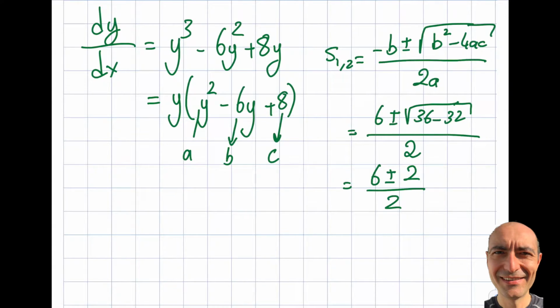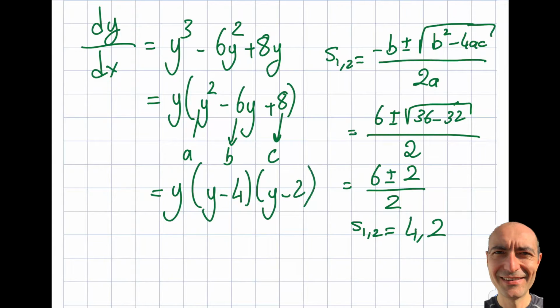So from here, I will get s1,2 as this. The first root, doesn't matter which root number, is not important, but let's see, 6 plus 2 is 8, divided by 2 is 4. And the other one, 6 minus 2, which is 4 divided by 2 is 2. So these are my roots. If I want to write this equation, then it's going to be like this: y minus 4 times y minus 2. So far so good, right? So I was able to simplify this equation further. Okay, so why did I do this?